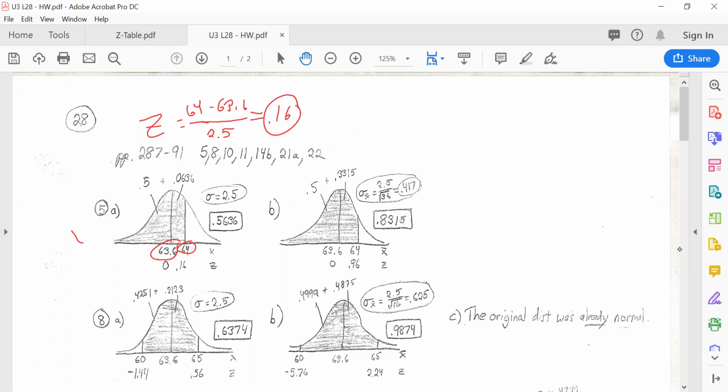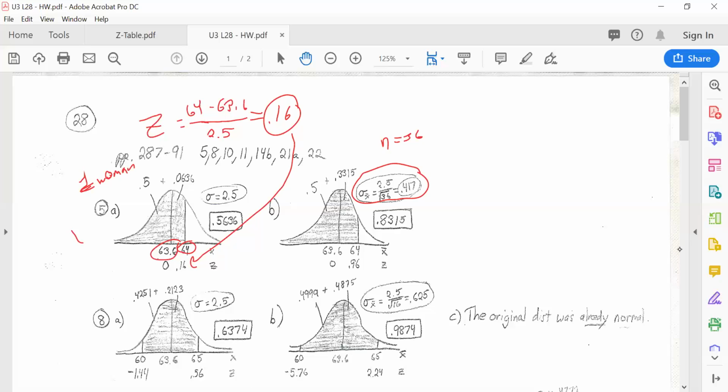Why did I not apply the central limit theorem? Because for 5A, I'm only sampling one woman. The central limit theorem does not apply or kick in until the sample size is greater than 30 people. Taking us to part B, now we're sampling 36 people. So the central limit theorem now applies, it kicks in. That's why I don't use the standard deviation of 2.5. That's why I use the standard error of 2.5 divided by root 36.